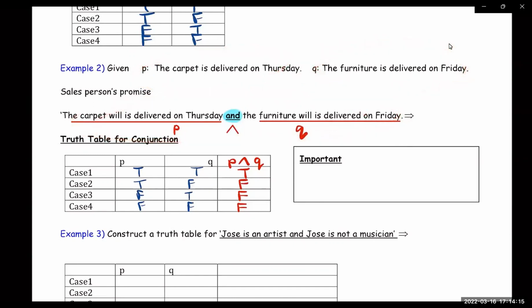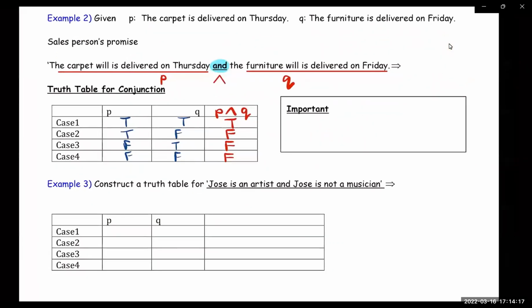All false, right. Okay. So the important thing to note here is that P and Q is true only when P is true and Q is true. That's what I would write in that little box. That's the important takeaway.